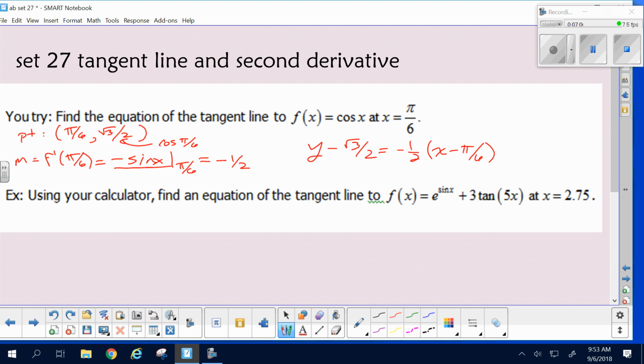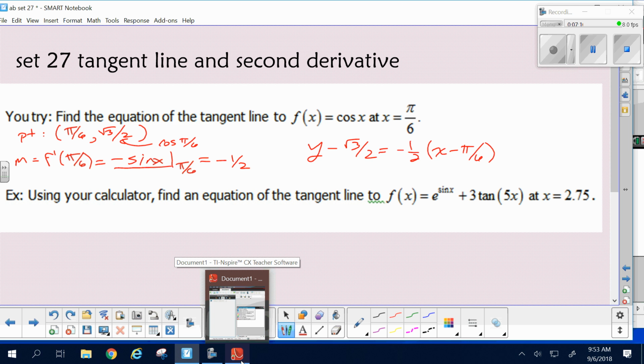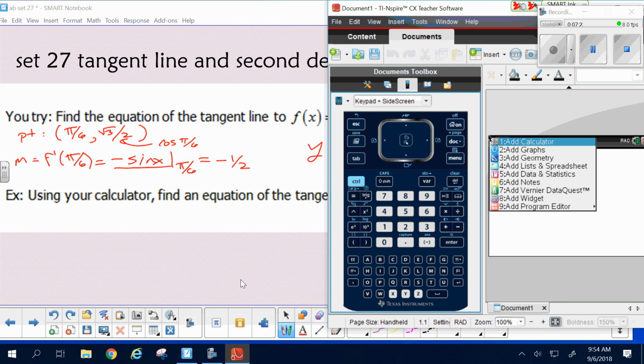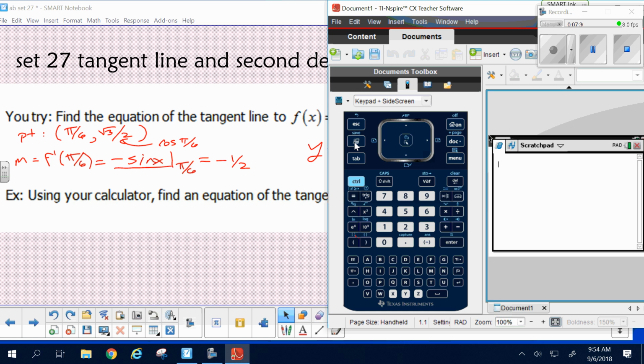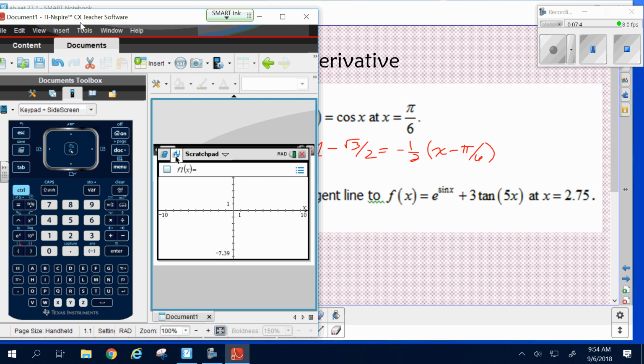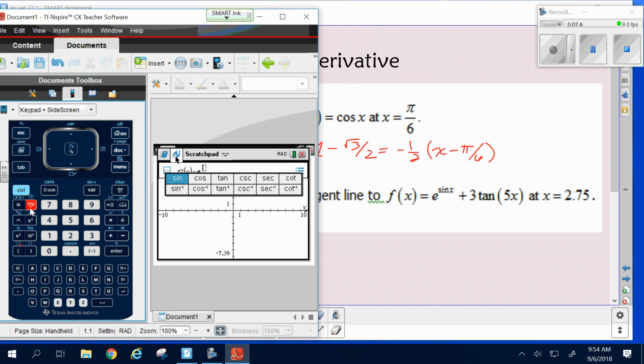All right, would you put that function into F1? I'm going to use it in two levels. We're going to need the point and the slope, so we're going to need that in. All right, so what is it again? e to the x plus 3 tangent of 5x.